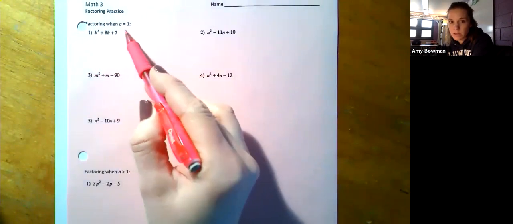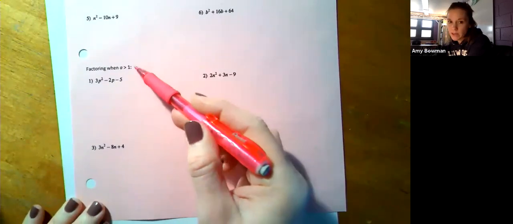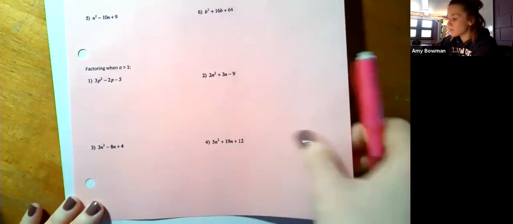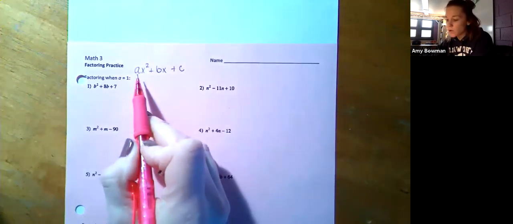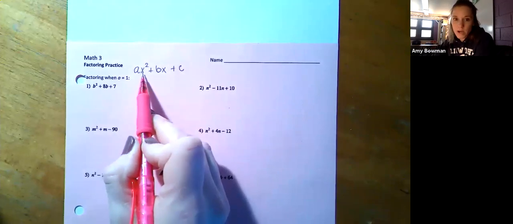here. We've got these where the a value is 1, and then these 4 problems down here where the a value is greater than 1. So let me just clarify what that a value even means. This general form, or standard form, of a quadratic is ax squared plus bx plus c. So the a value is just that coefficient of the x squared term.